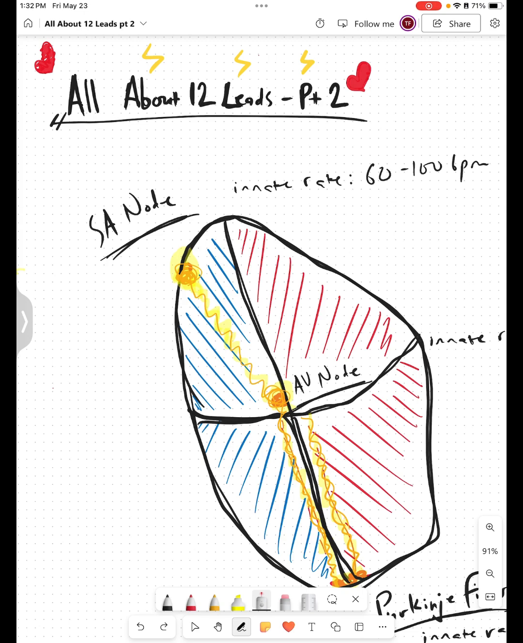If any of those things are a little fuzzy, I recommend checking out part 1 of All About 12 Leads. In this portion, though, we are going to review rhythms. We're going to get into some actual rhythms. I want to talk about sinus rhythms, atrial rhythms, and junctional rhythms. But before we get into that, I do want to review the electrical conduction pathway of the heart.